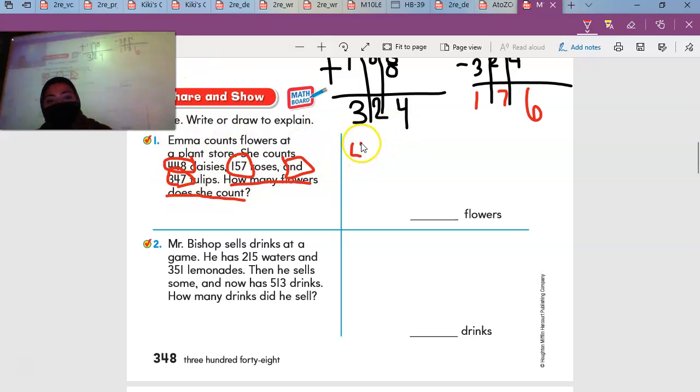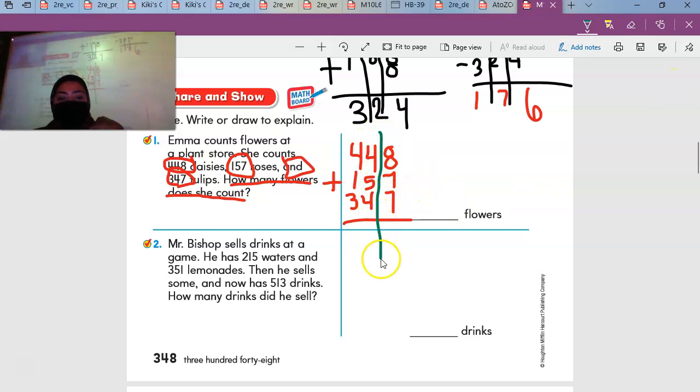When you add, does it matter what number goes first? It certainly does not. It's like a cake. You're eventually going to mix all the ingredients together and bake it. It does not matter which one you put in the bowl first. 448 plus 157 plus 347. Let's see if we can add 3-digit numbers like that. Yes. We can add 3 numbers like that. Yes. We can add 10 numbers like that. Yes. We can add 100 numbers like that. It's possible, guys. So it's pretty easy. We've done this kind of problem before.